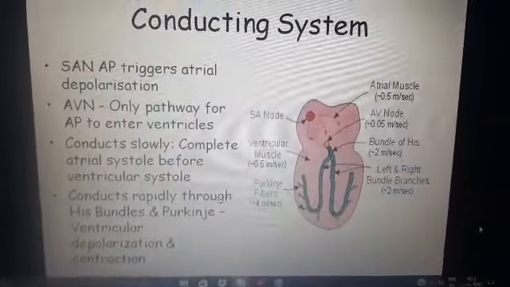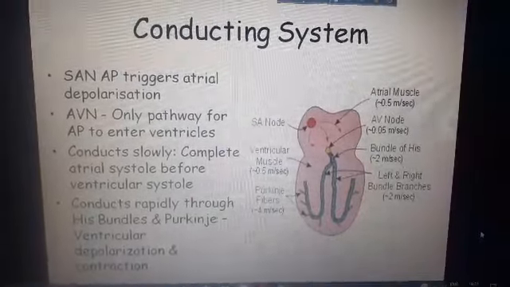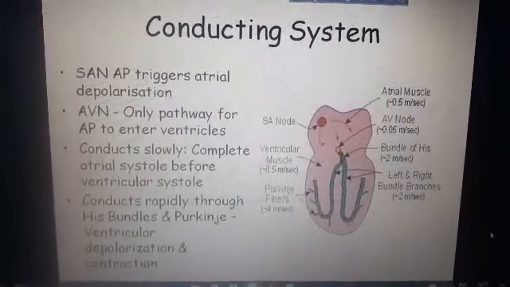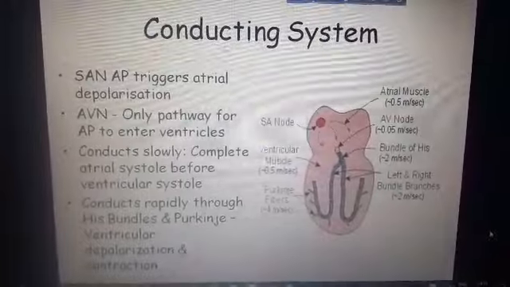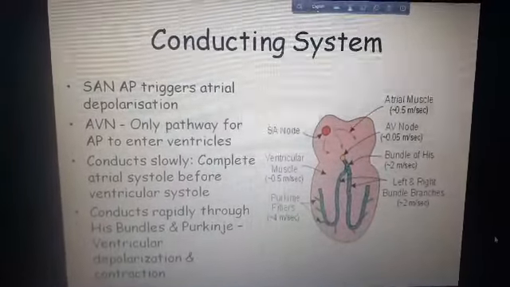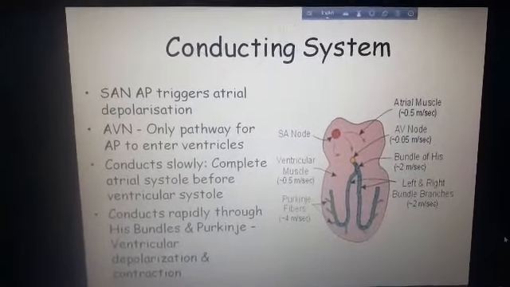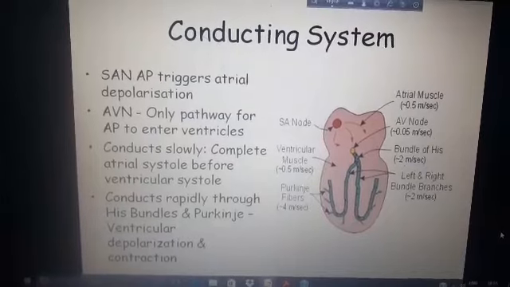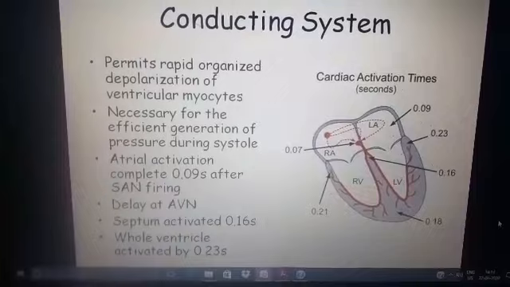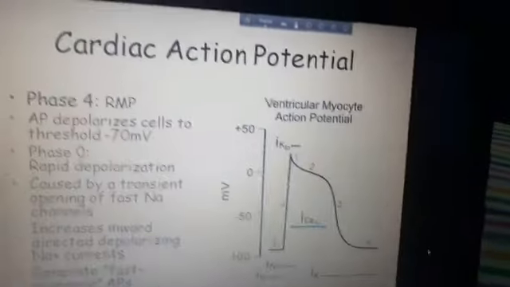So these are the different conducting systems of the heart. SA node is the primary pacemaker cell. We have ventricular muscle and Purkinje fibers, which have the highest conduction velocity. We have atrial muscle, AV node, bundle of His, and left and right bundle branch. So bundle of His is divided into two bundle branches, left and right, and SA node triggers the atrial depolarization, and AV node is the only pathway for action potential to enter the ventricles. And atrial activation is complete 0.09 seconds after the SA nodal firing.